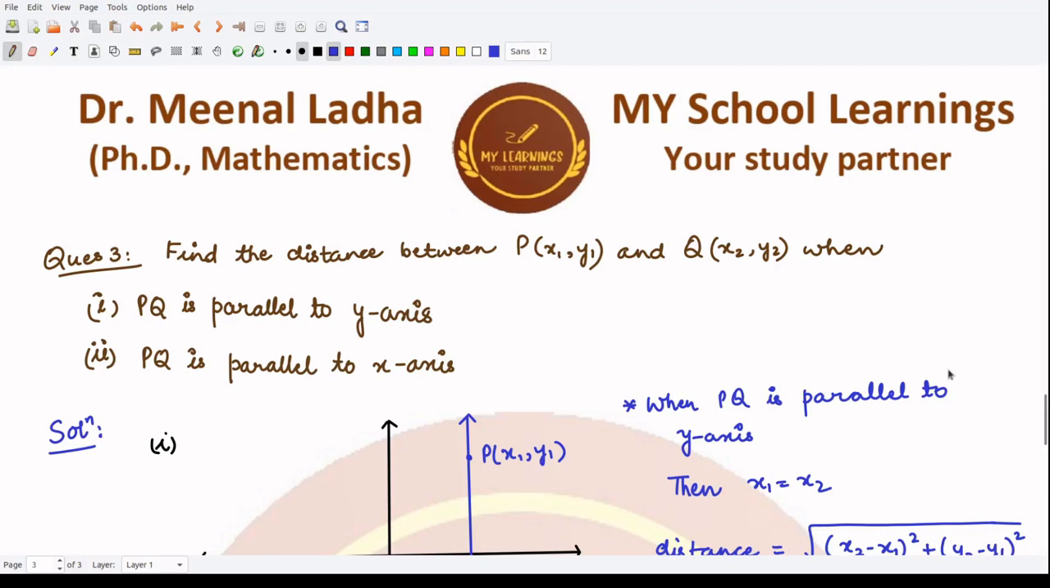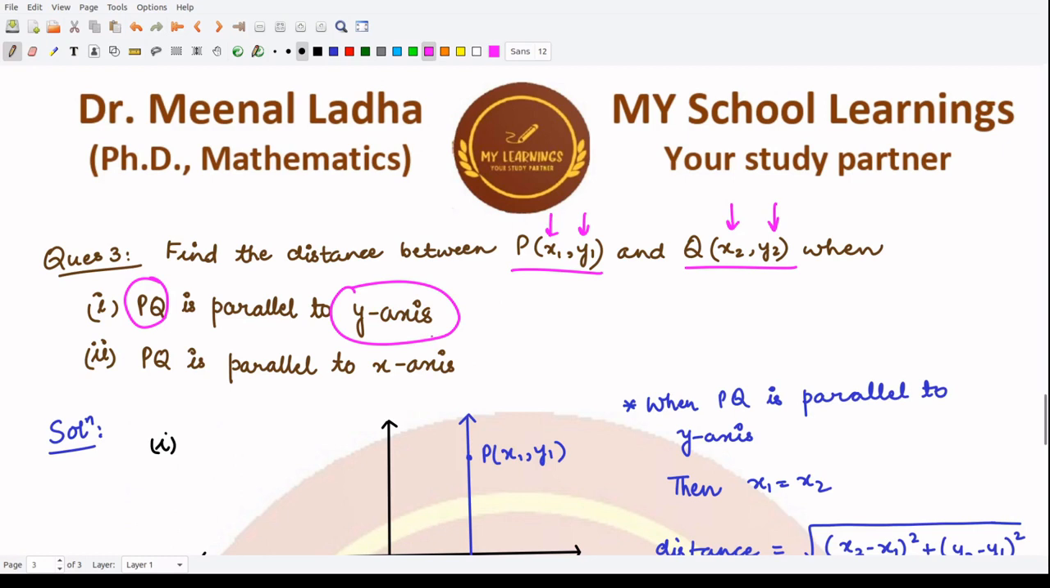In this video, we'll be solving the next question where we have to calculate the distance between the point P and the point Q, where the coordinates of point P are given to be x1, y1 and the coordinates for the point Q are given to be x2, y2. Right? So when PQ is parallel to the y-axis in the first case, we wanted to calculate the distance. So how would our figure look like?